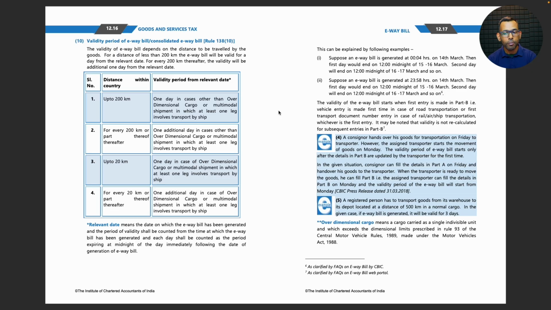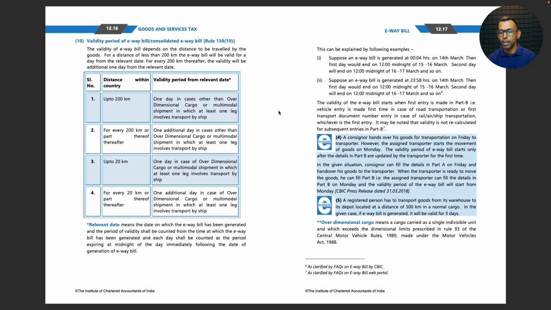The validity of the e-Waybill starts when first entry is made in part B, that is, vehicle entry is made first time in case of road transportation, or first transport document number entry in case of rail, air, ship transportation, whichever is the first entry. It may be noted that validity is not recalculated for subsequent entries in part B.